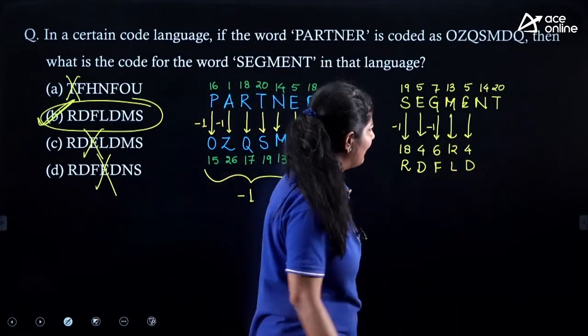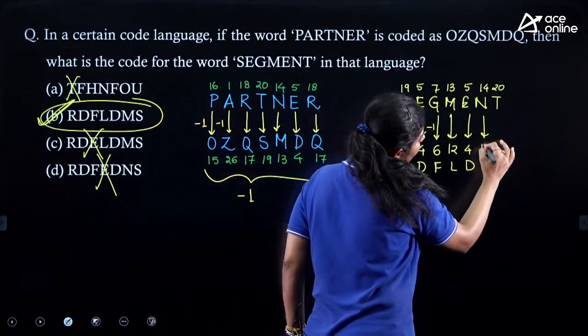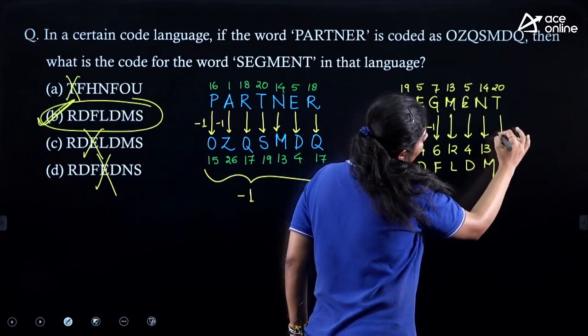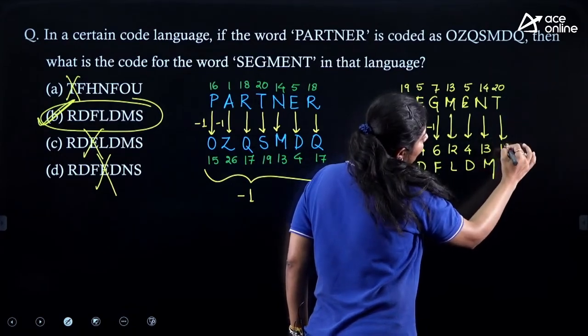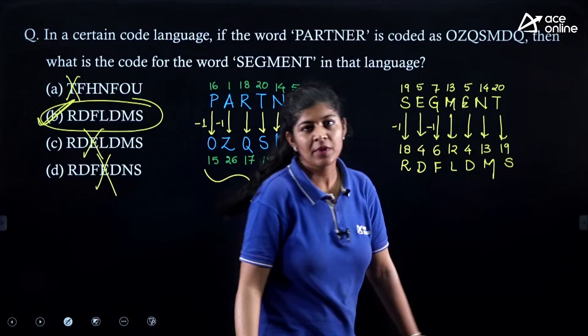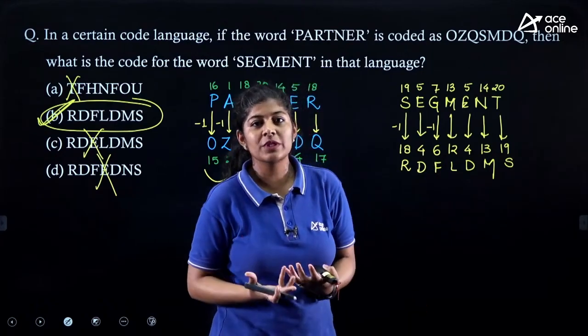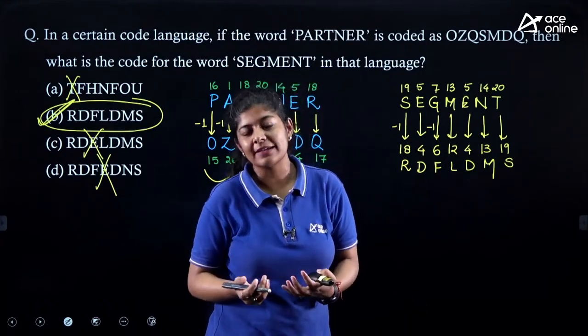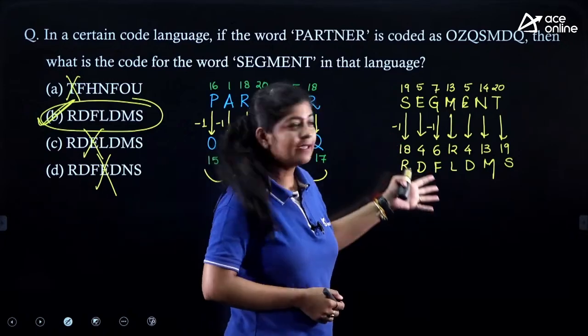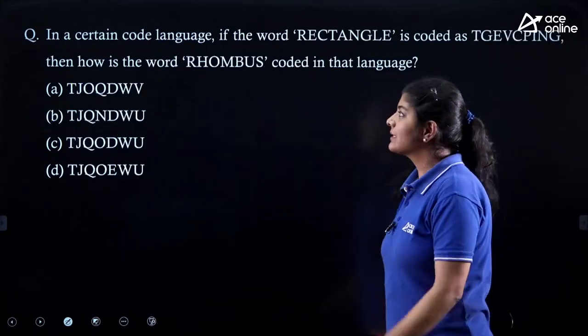If you apply the minus 1 once more over here, you will get 13. Here I'll get M. Here I'll get 19, and 19 is associated with S. So this is a way through which we can easily analyze the pattern, and we have to apply the same pattern in the given word, right? Let's see some more examples over here.